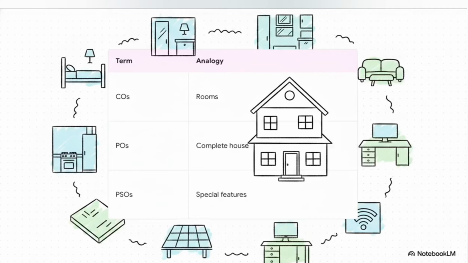Now, the program outcomes, the POs, represent the complete house and its fundamental integrity. We're talking its structural safety, its overall functionality, its basic comfort. You obviously need all the rooms to build the house, right?